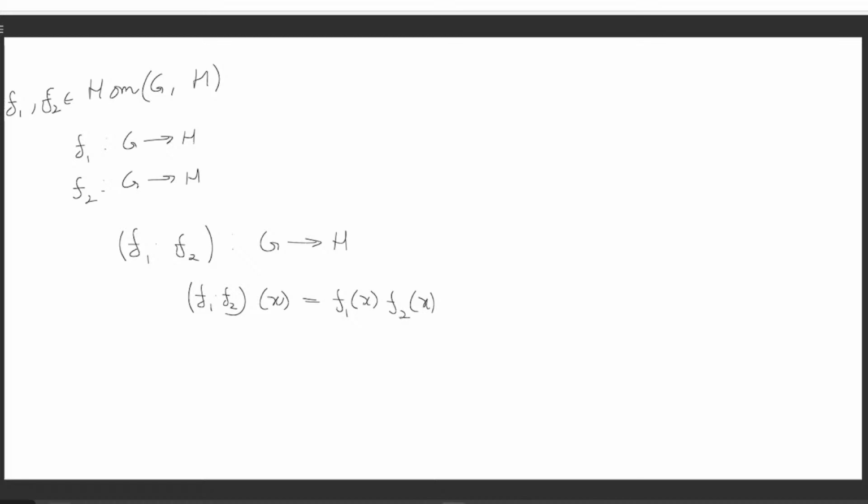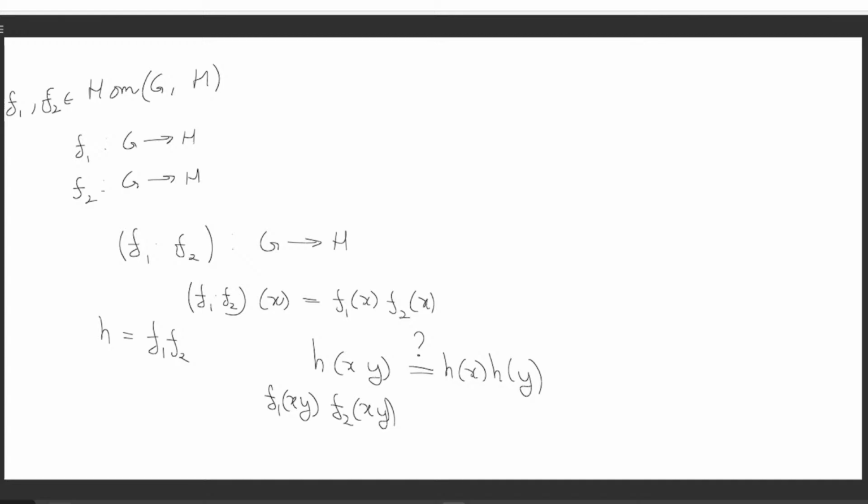Is it a homomorphism from G to H? It's a function from G to H, so check the homomorphism. Let me call this h, let h equal f1·f2, just to give clarity. If I take x and y in G, is it true that h(xy) is equal to h(x)h(y)? Let's just evaluate LHS and RHS separately. h(xy) by definition is f1(xy)·f2(xy).